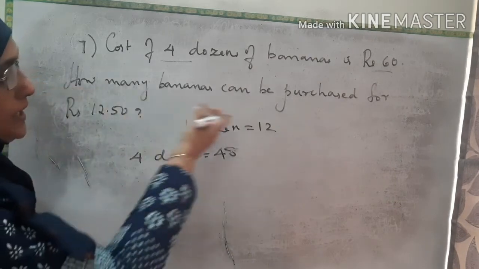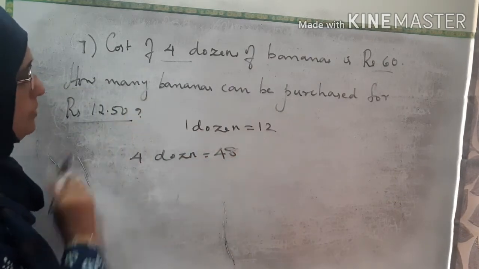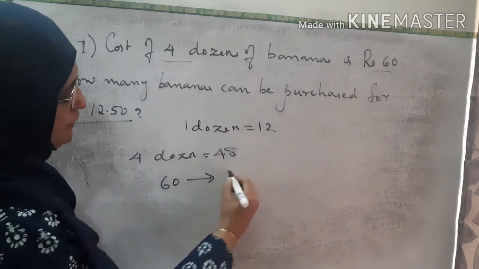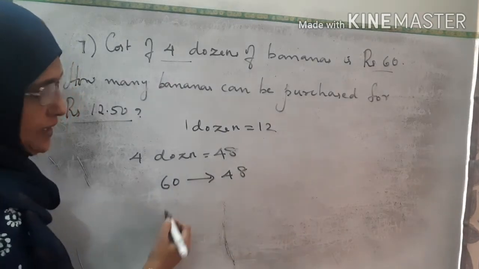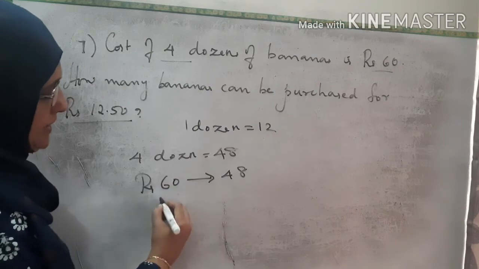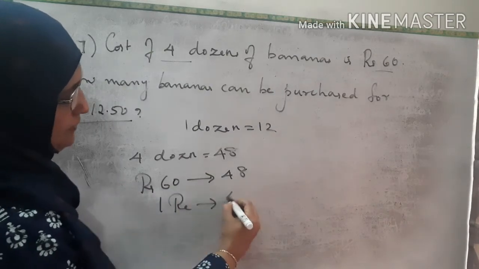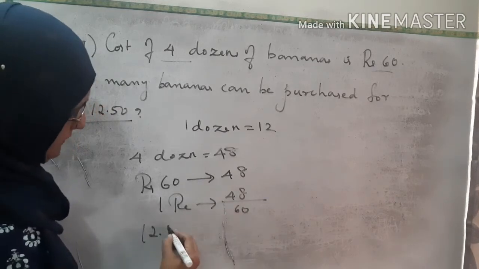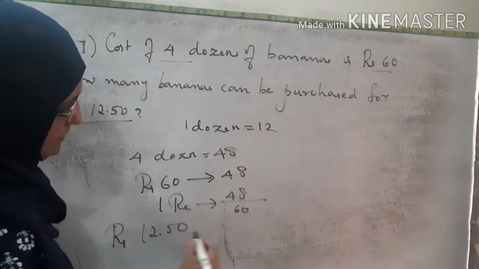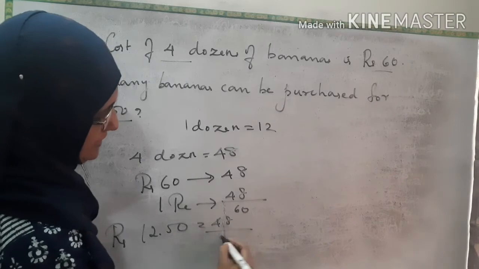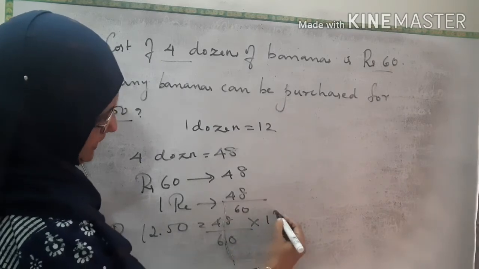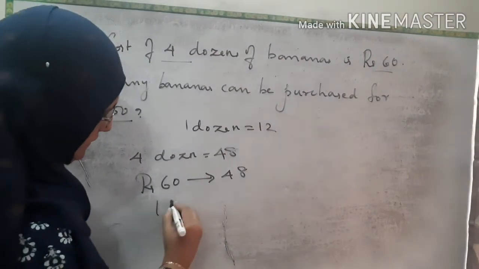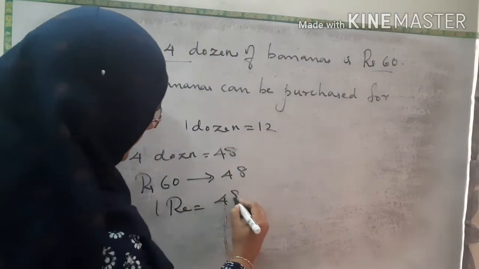Then how many bananas can be purchased for rupees 12.50? That is, for 60 rupees you will get 48 bananas. Then for 1 rupee, 48 by 60. Then for 12 rupees 50 paise, how many bananas will you get? 48 by 60 into 12.50.